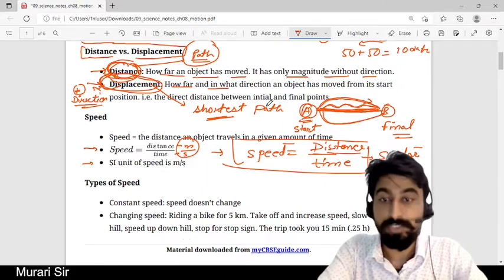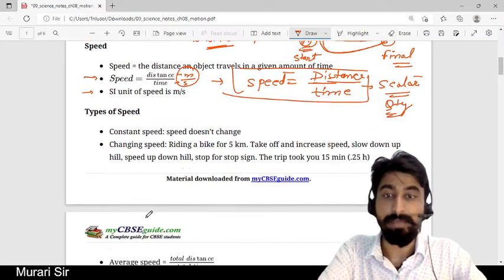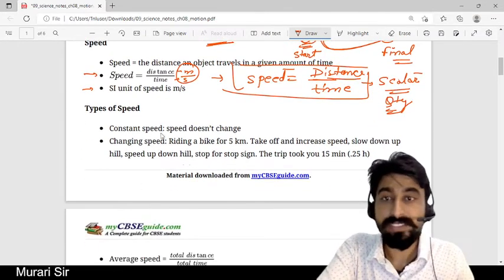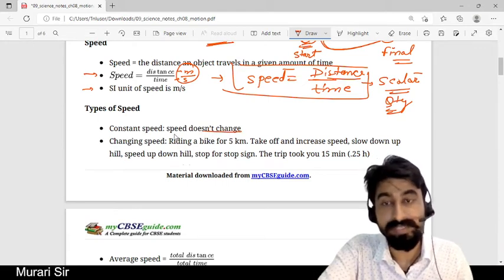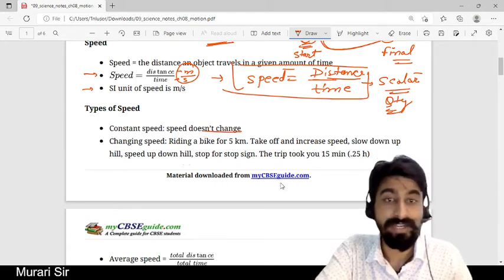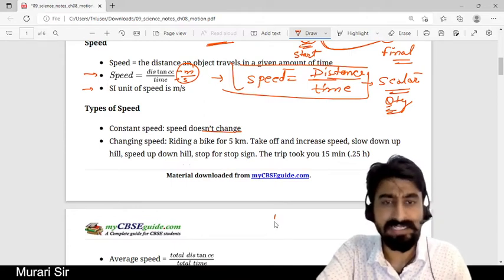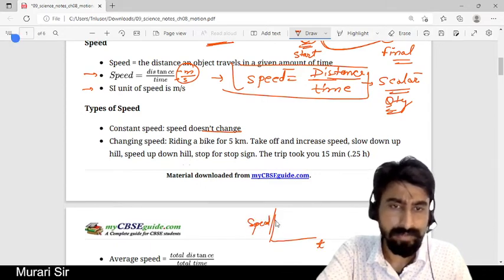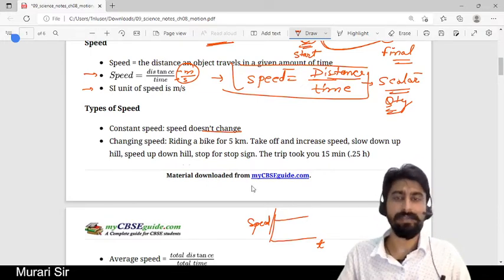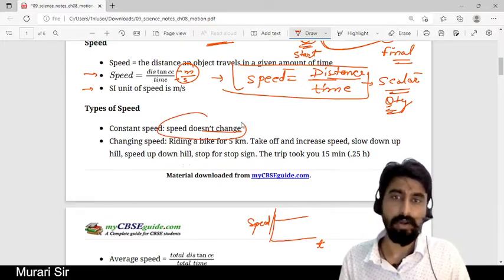Next, types of speed. Now how many types of speeds are there? Let's understand that part. Constant speed. Obviously, constant speed means speed does not change. If I draw a graph, later on we will understand the graphs also, don't worry. I'm just giving you a brief idea that time is here, speed is here on the y-axis, and then the graph will be just like a straight line. That means speed is not changing.